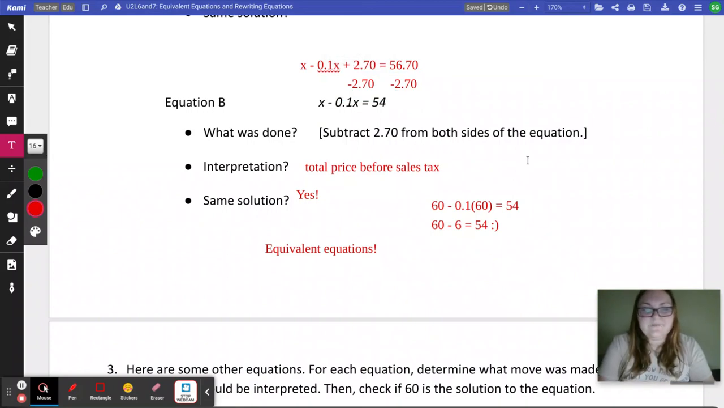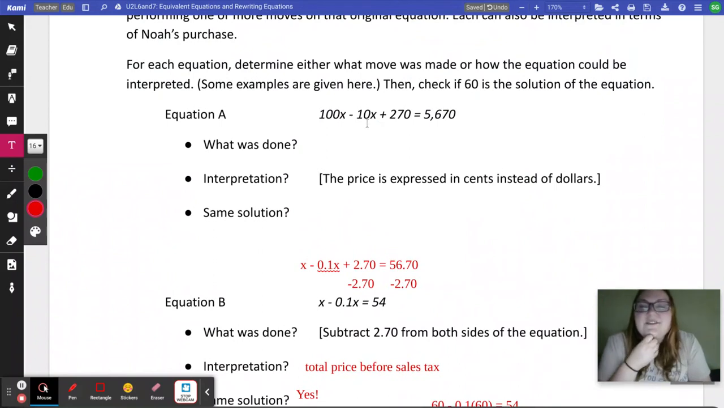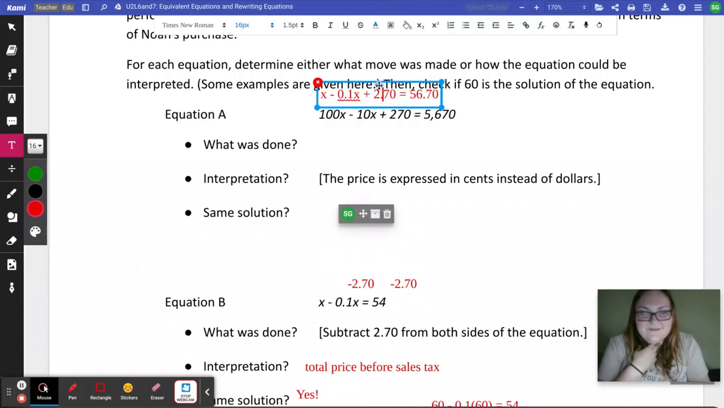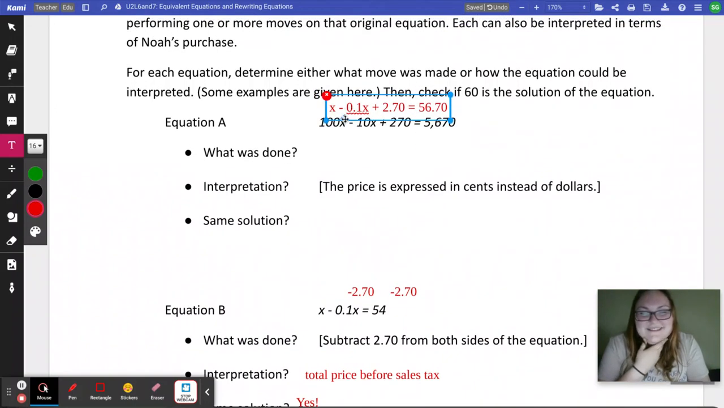on both sides. Now coming back to this first one here, we skipped this other equation I wanted to look at, the 100x minus 10x plus 270 equals 5,670. Here's our original equation. I'm gonna just copy that up there for us. And comparing these two here, I want us to think through what math was done. How did I get from that equation in the red to the second equation below it? See if you can figure out what math was done.